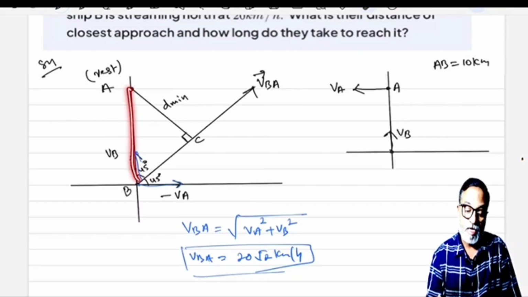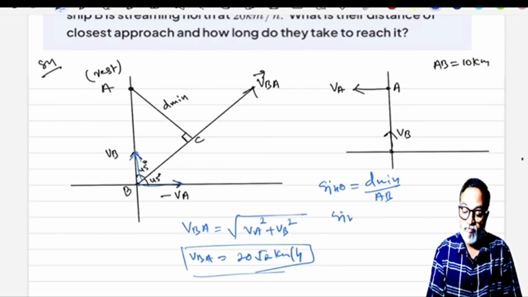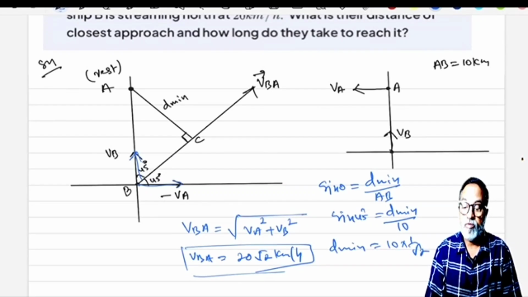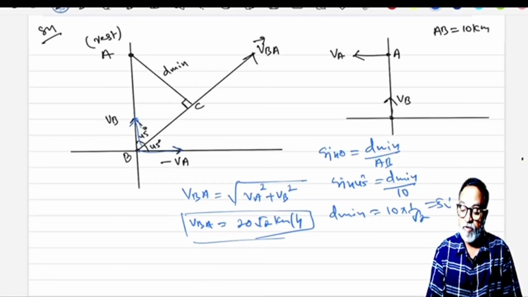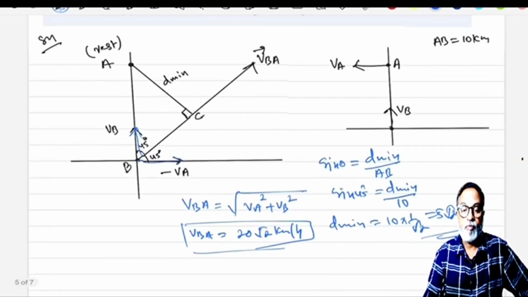See here from this triangle, sine theta is equal to the opposite side, that is D minimum, by the hypotenuse AB. Therefore, sine 45 degrees equals D minimum by AB, and AB is 10. Therefore, D minimum is equal to 10 into sine 45, which is 1 by root 2. Therefore, this becomes 5 root 2 kilometers. This is the closest approach.